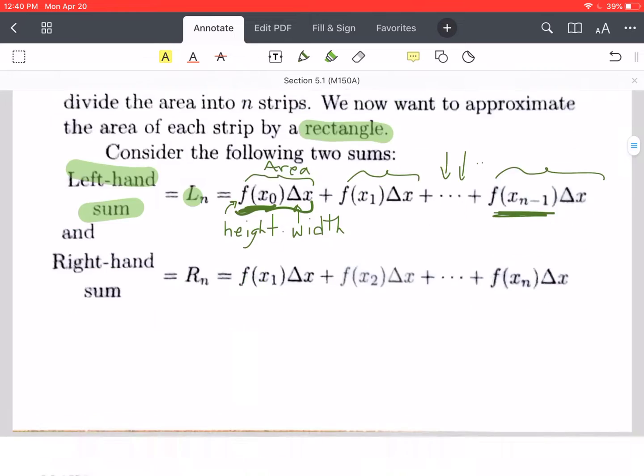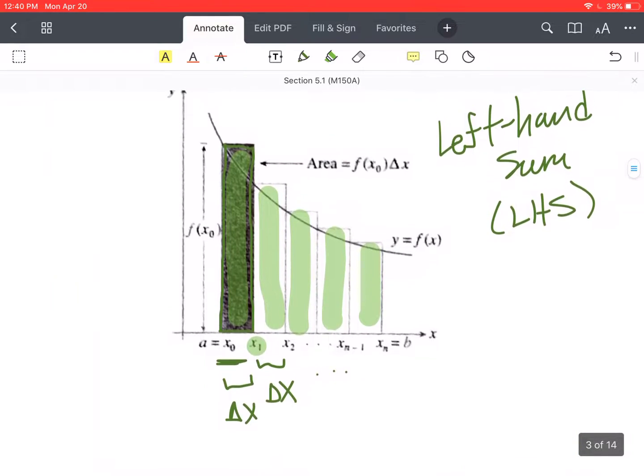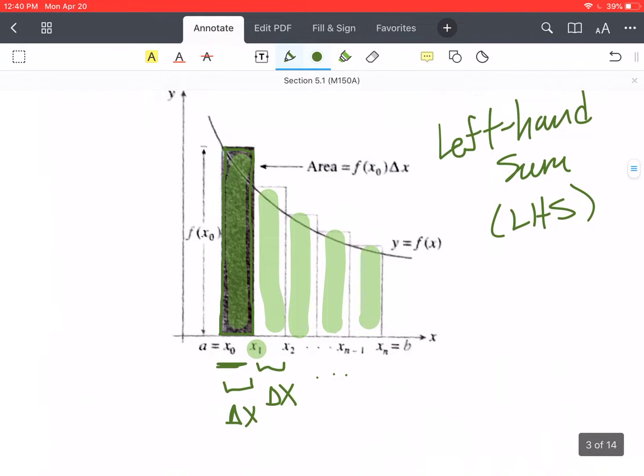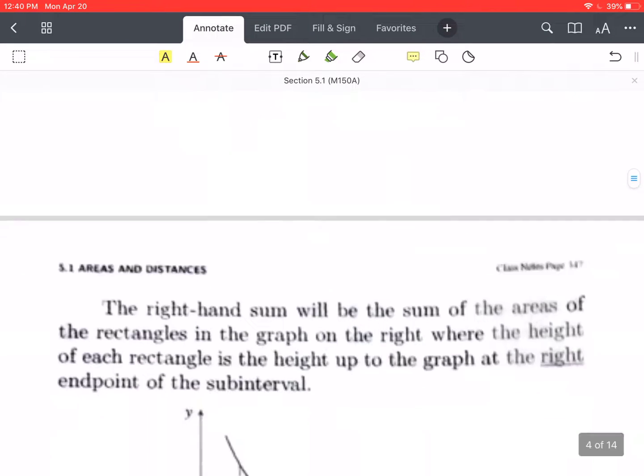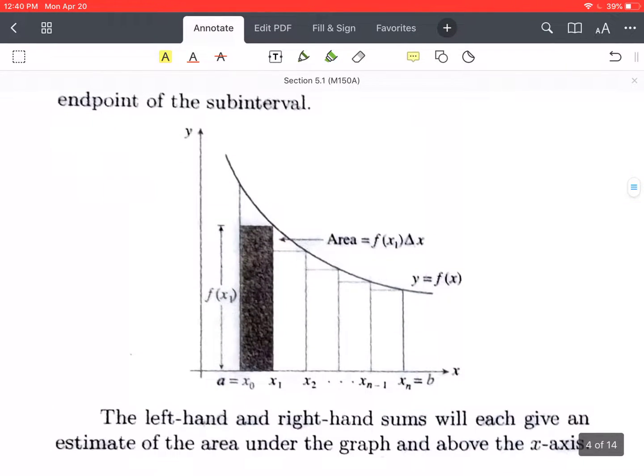if we go back to the graph, because we're using the left-hand endpoints, that means we're using this value to determine the height of the last rectangle, and that's corresponding to x sub n minus 1 here. Okay, so that gives us the height of this last rectangle. All right. Now, the other one that we're working with is the right-hand sum.